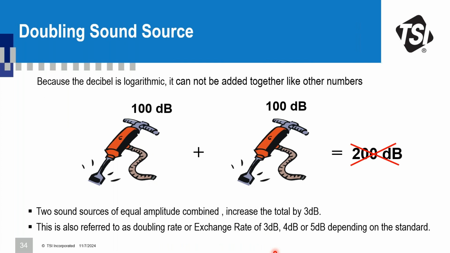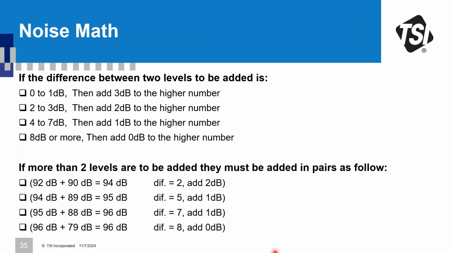The doubling of sound sources, or noise addition, is also a good rule of thumb to keep in mind when it comes to mitigating noise in the workplace, right? We don't add noise dB levels the same way we would any number. 100 dB plus 100 dB is not 200 dB, but rather 103. Assuming that our exchange rate, which is our doubling rate, the rate at which sound pressure is doubled, is 3, right? So if we choose a sound pressure level doubling rate of 3, then two equal sounds will produce a 103 in this case, right? And here's a little recap of how that math works. But for most of you, this is just a reminder, right?